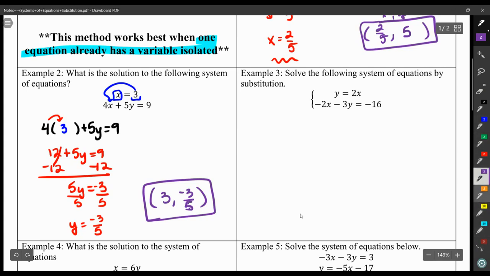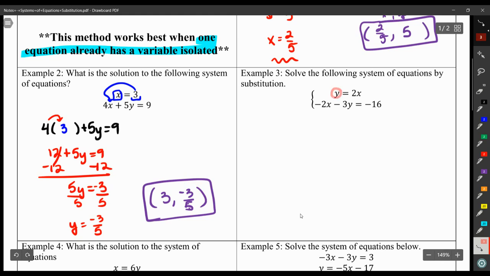And here's what you should have had for example number 2. We have x is 3, so we substitute that in for the x, solve this for y, and then when you write the coordinate, remember it's always the x first, so it's going to be 3 first, comma, -3/5. Now let's look at example 3. Solve the following system with substitution.